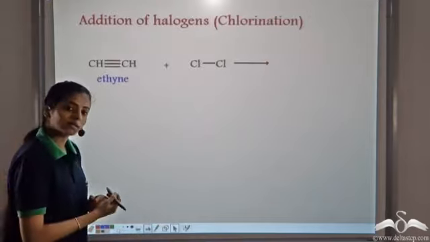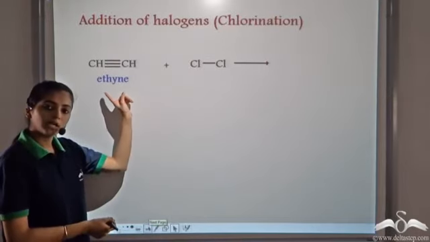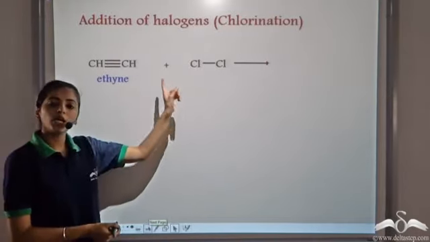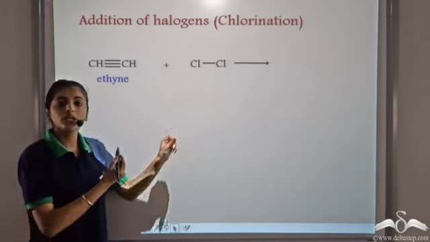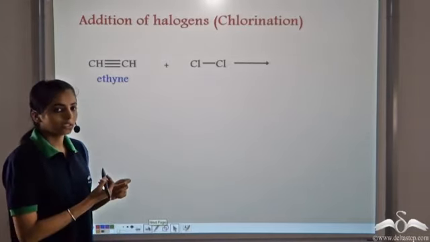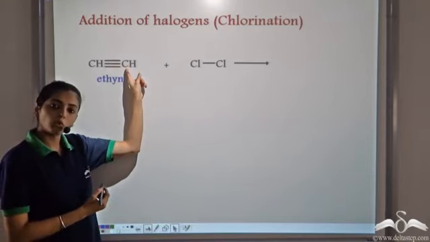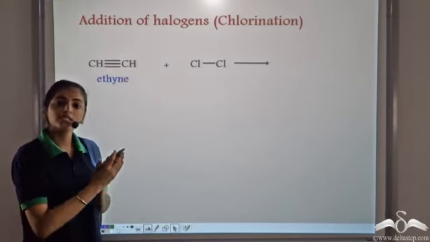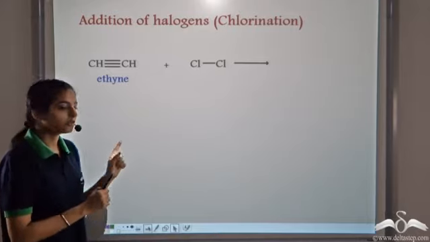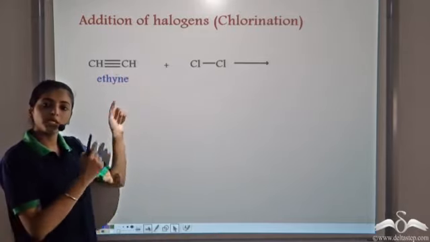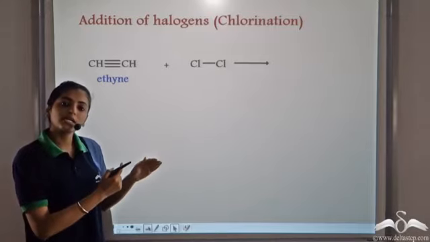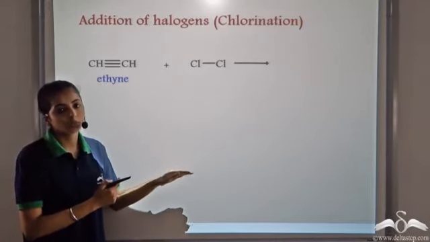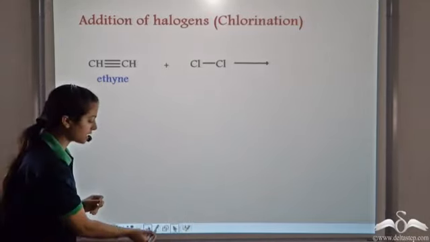Let's look at some of the reactions. So we have ethyne. When it is made to react with chlorine, it gives the addition reaction. In addition reaction, the triple bond breaks into a single bond. Now this happens in steps. That is, in the first step, the triple bond breaks into a double bond, and in the second step, the double bond breaks into a single bond. So let's see how this happens.